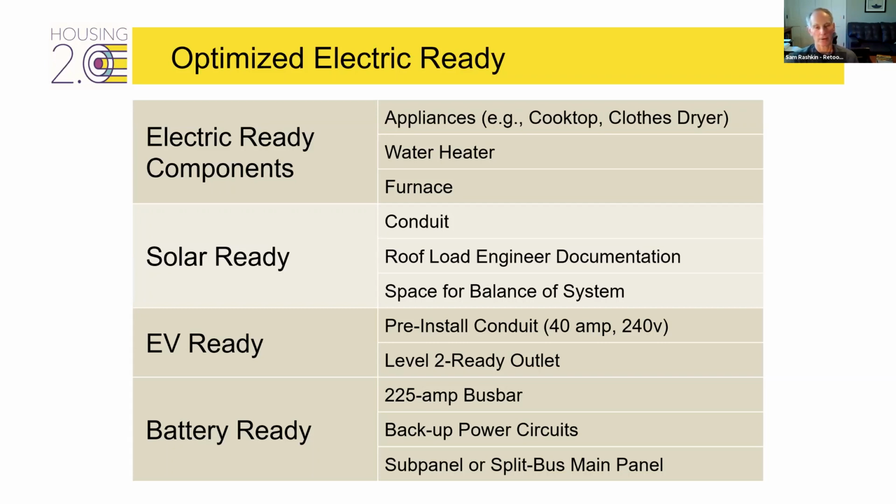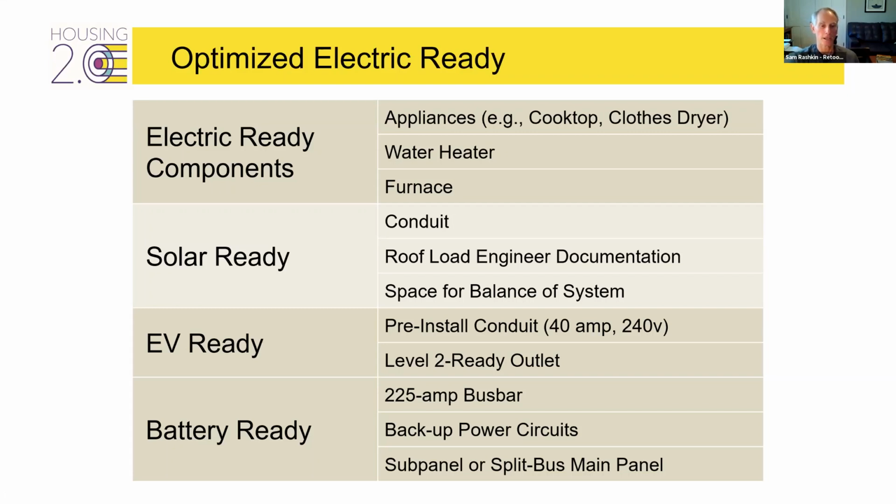For solar ready, it's just a matter of conduit from the roof to the circuit breaker, giving the homeowner the load calculation so they can know that the solar can be added without having to go to a structural engineer for a whole new $1,000 or $2,000 expense, and leaving space for balance of system next to the circuit breaker box. EV ready is a matter of pre-installing conduit, 40 amp to 40 volt, and having a level 2 ready outlet. So you know everyone within 5 to 7 years is going to be looking for electric vehicles. Don't be obsolete and impose significant extra costs that you could avoid at much lower cost.